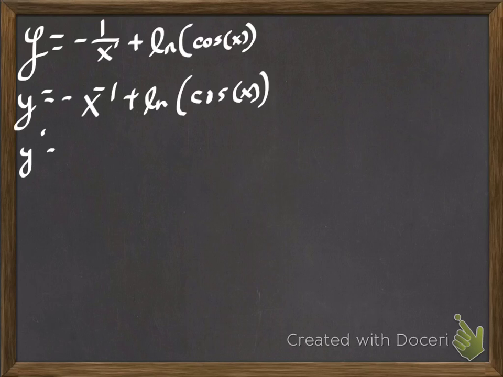y prime is equal to, I'm going to use the power rule right here. So that's going to be a negative times a negative, which is a positive. x to the 1 less power, 1 less than negative 1 is negative 2. So that's the power rule. Now here I've got to be careful. I have a composite function. So I'm going to use a bit of color here. Let's put some blue. So cosine of x, that's my inner function. It's living within ln of x, which is my outer function.